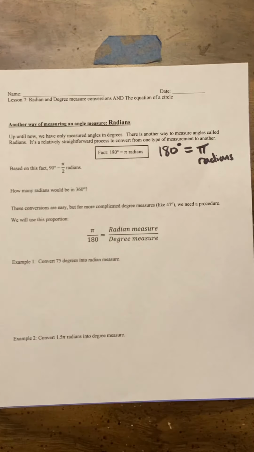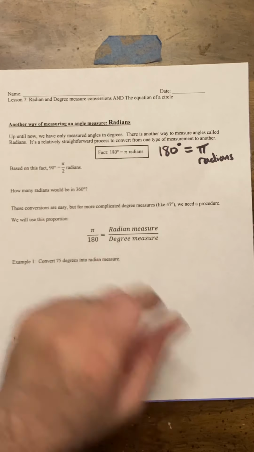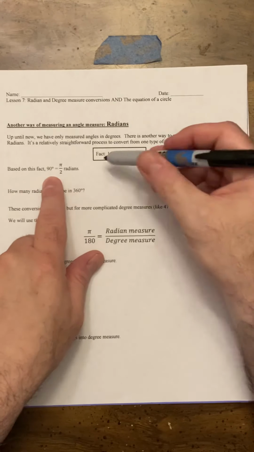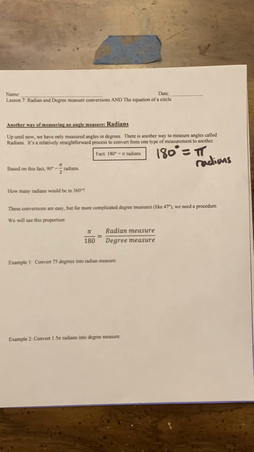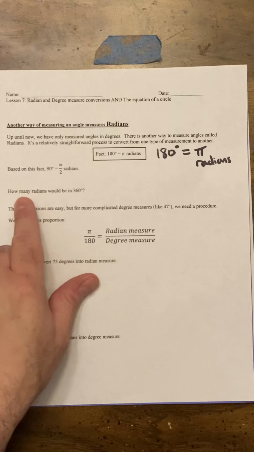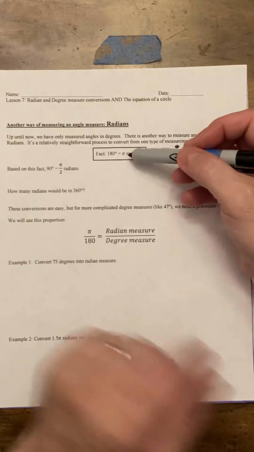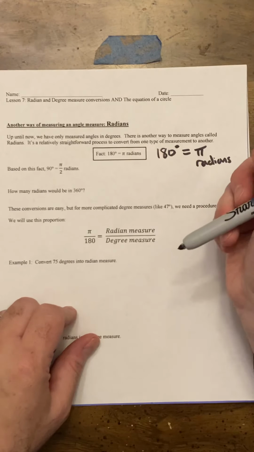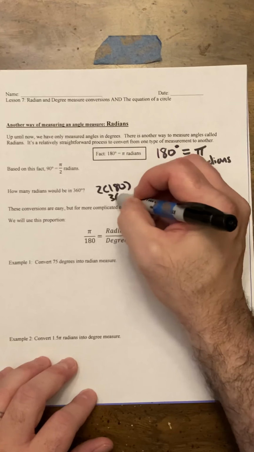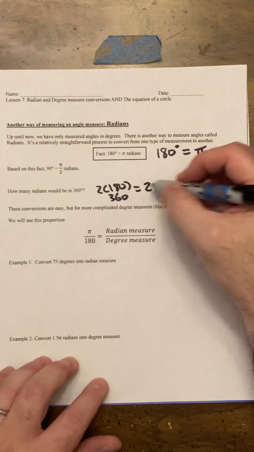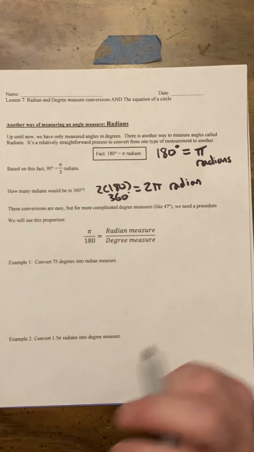Here's a conversion. Suppose we wanted to know what 90 degrees was in radian measure. Well, 90 degrees would be pi over 2 radians. Since 180 degrees is pi radians, if we divide both by 2, that would be 90 degrees equals pi over 2 radians. So that one's pretty easy. How many radians would be in 360 degrees? Since we double 180 to get 360, we double the pi to get 2 pi radians, so 360 degrees is equal to 2 pi radians.